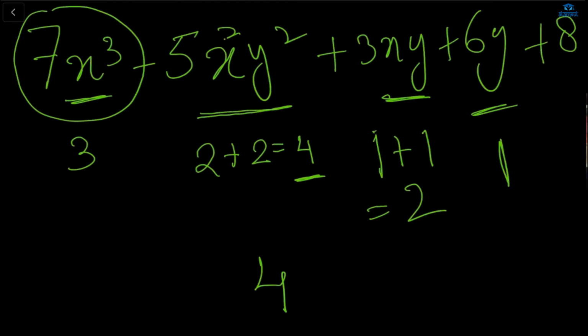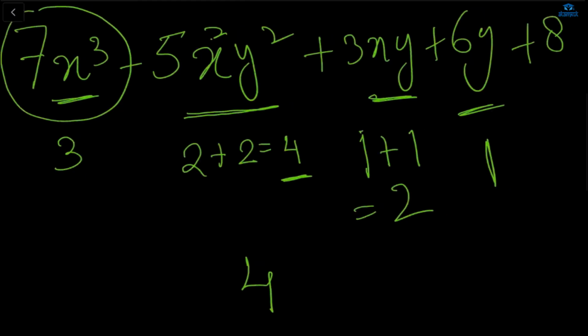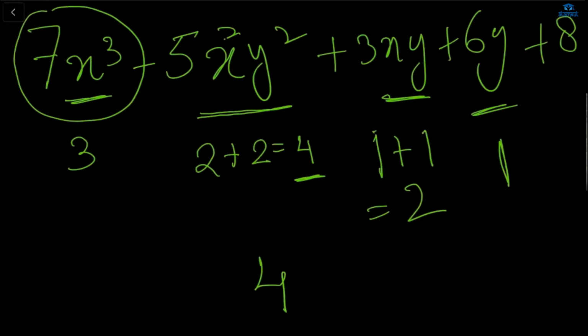Arham, do you want to say anything? Madam, I wanted to explain why it is 4. Why it is 4, okay, tell me. So, because there's two variables, they should be together, so it should be x to the power of 2 and y to the power of 2, so 2 plus 2 will be 4. Yeah, very good.